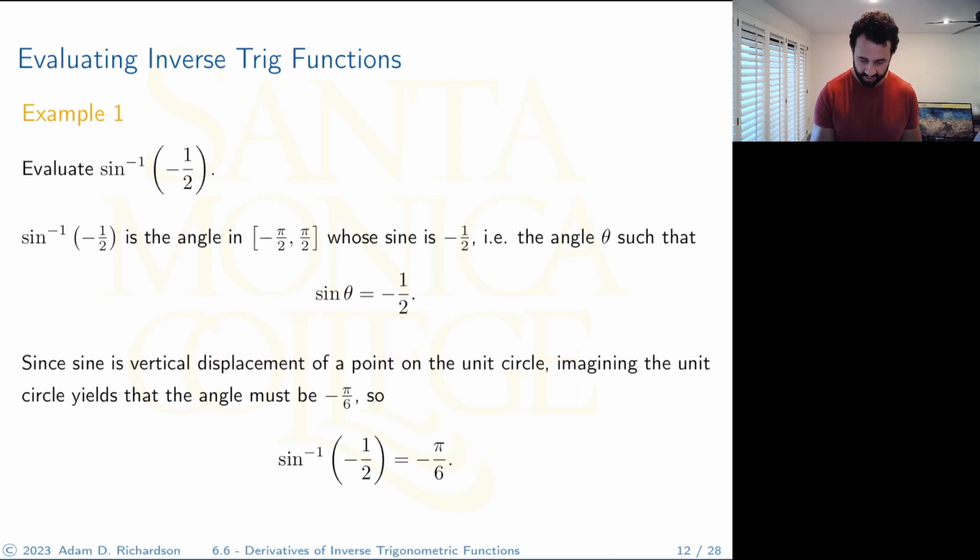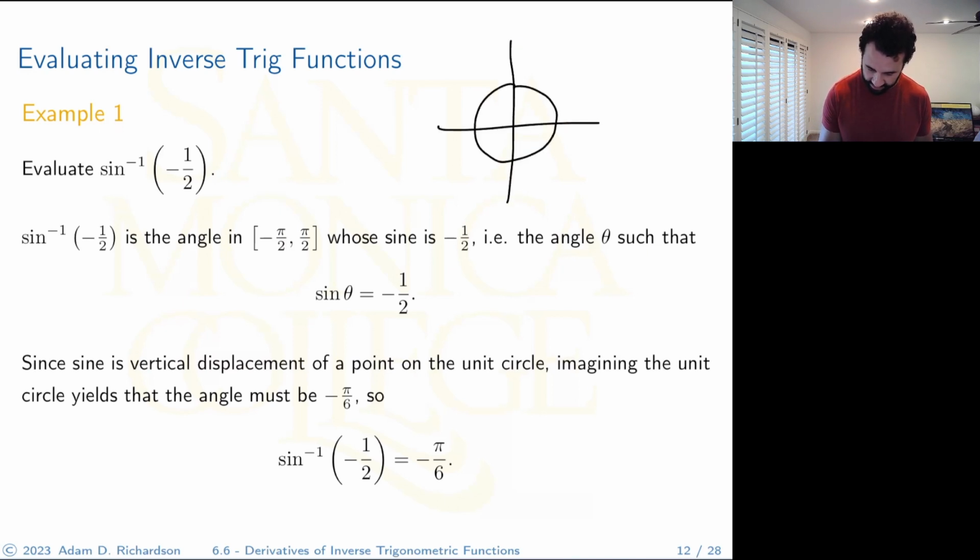What could it be? Well, since sine is vertical displacement of a point, we just need to imagine the unit circle. So here we go. Here's the unit circle. We are restricting ourselves to this region right here because this is how we restricted the sine function. So what angle in that interval has a sine value of -1/2? Okay, it's got to be this right here, right? Short leg, long leg. So this implies that that's going to be -1/2, and this is going to be √3/2.